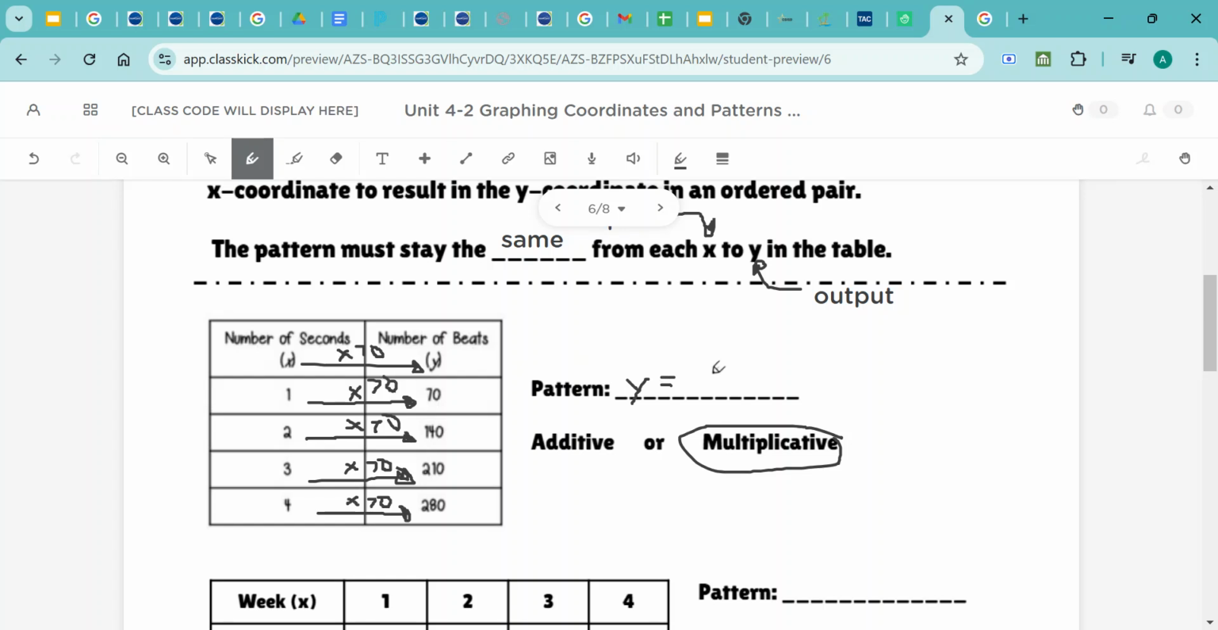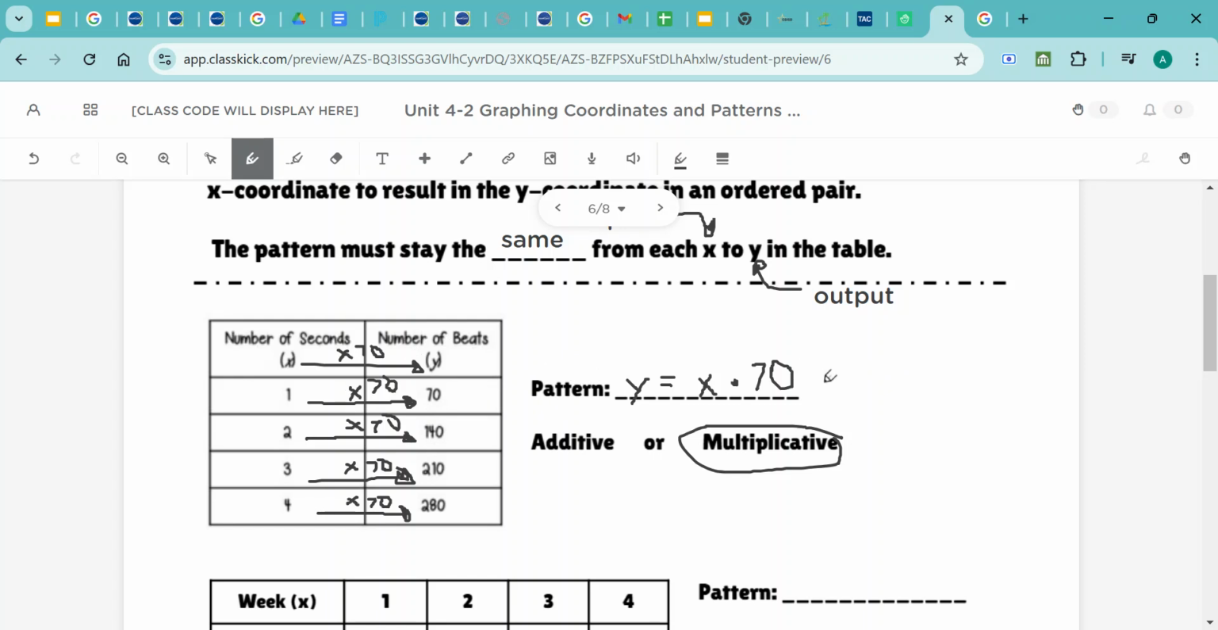So I could say it like this: Y equals X times, I'm going to use a dot because if I had two X's in a row, it may be kind of tricky, times 70. So we always lead with the Y first when we write our patterns because we just start with our answer. So whatever Y is, it's the X coordinate times 70. For instance, 70 equals 1 times 70. 140 equals 2 times 70. 210 equals 3 times 70. And so this pattern follows this table.